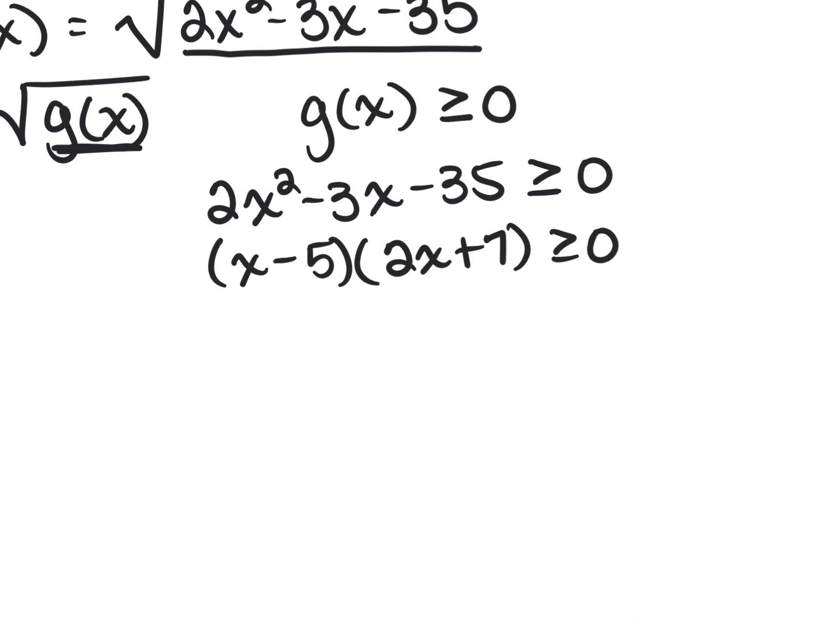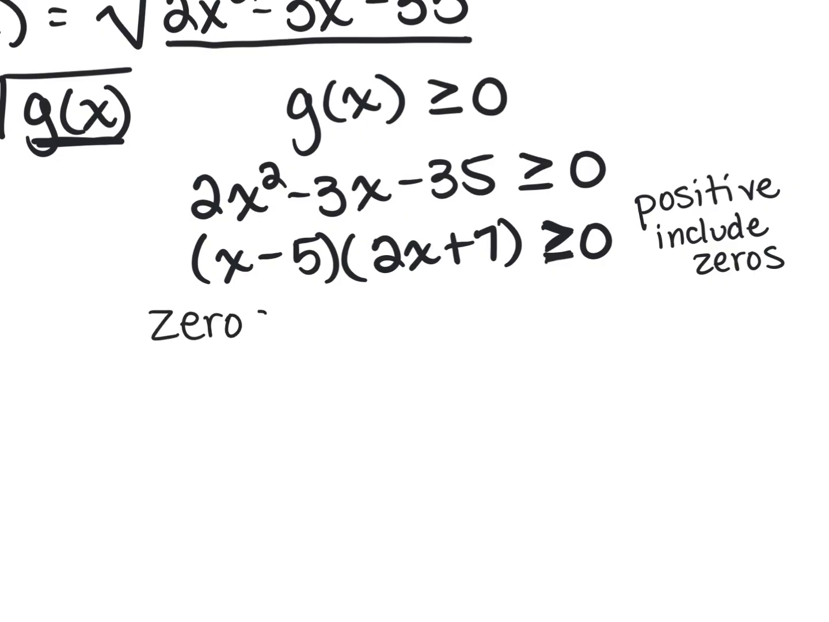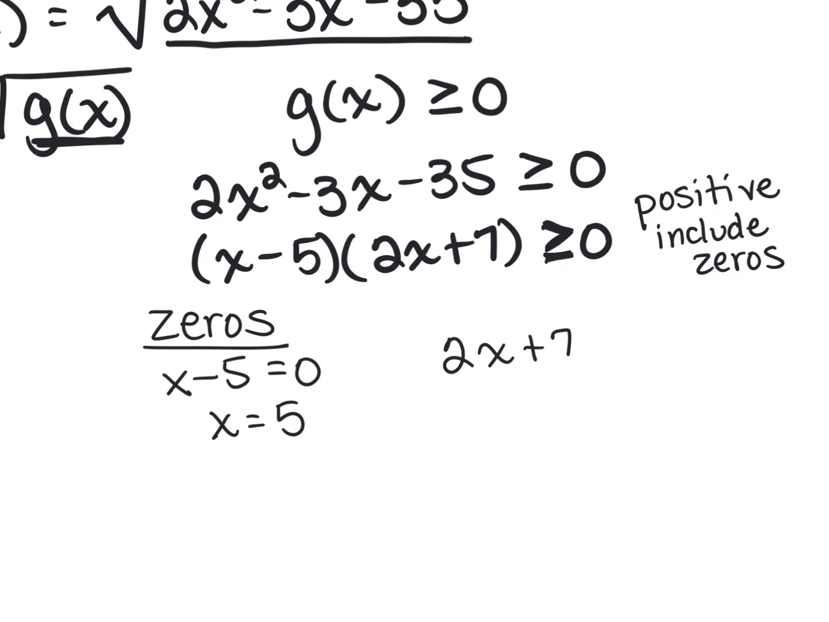So now I'm ready to make my 2 decisions. My first decision is that this is greater than 0, so this is positive. And because it has the line underneath, we include our zeros. So we have to go find our zeros. So we have x minus 5 is equal to 0, so x is equal to 5. And we have 2x plus 7 is equal to 0. So x is equal to negative 7 halves.